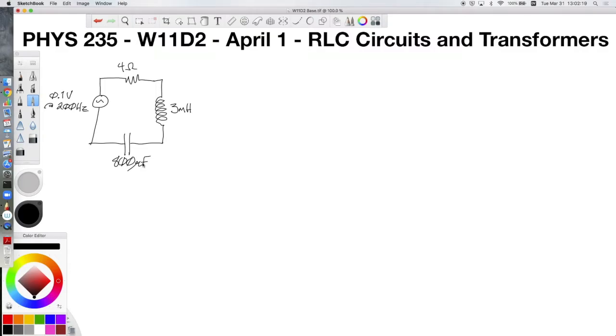So we have an AC power supply over here on the left that has a maximum amplitude of 1 volt and is going to oscillate at 200 hertz. Connected in series to a 4 ohm resistor, a 3 millihenry inductor, and an 800 microfarad capacitor, and we want to analyze this circuit. Which means we're going to need to find the values for I0 and eventually formulas for the voltage across each of these elements as a function of time.